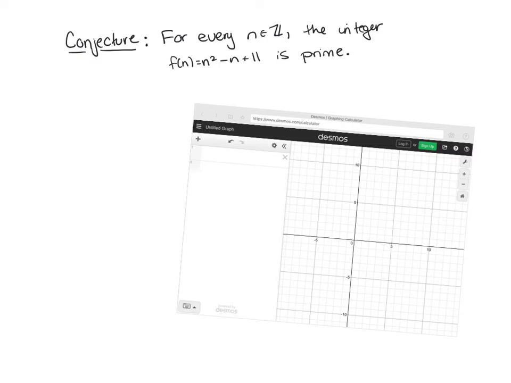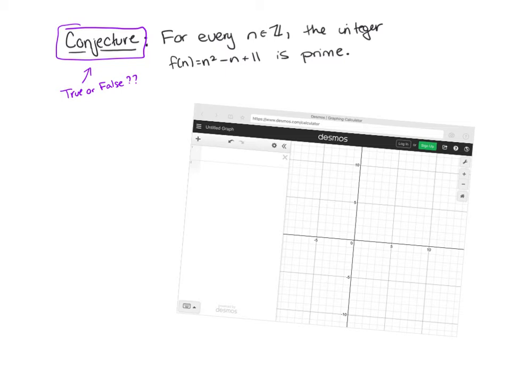Okay, so let's look at an example here. I have this conjecture: for every n in Z, so for every integer, the integer f of n, which is equal to n squared minus n plus 11, is prime. A conjecture is just some statement that we're not sure if it's true or false yet. We have to determine first if it's true or false. If it's true, we'll prove it. And if it's false, we'll give a counterexample, or we'll disprove that statement.